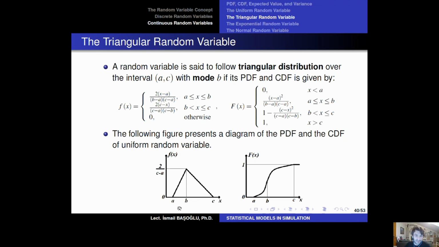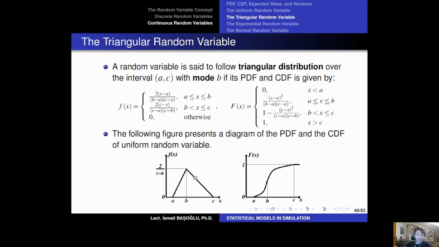And there are 3 parameters for that distribution. The least possible value, the largest possible value, and the most likely value. So A here is the least possible value for that random variable to take, and C is the largest possible value that it can take, and B is the most likely value that it can take.